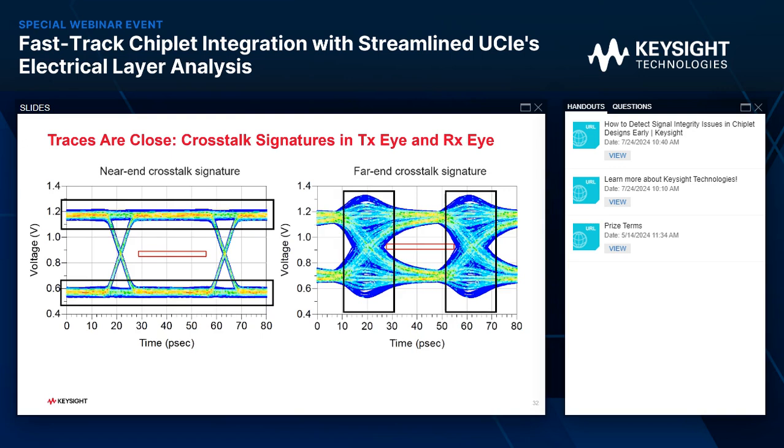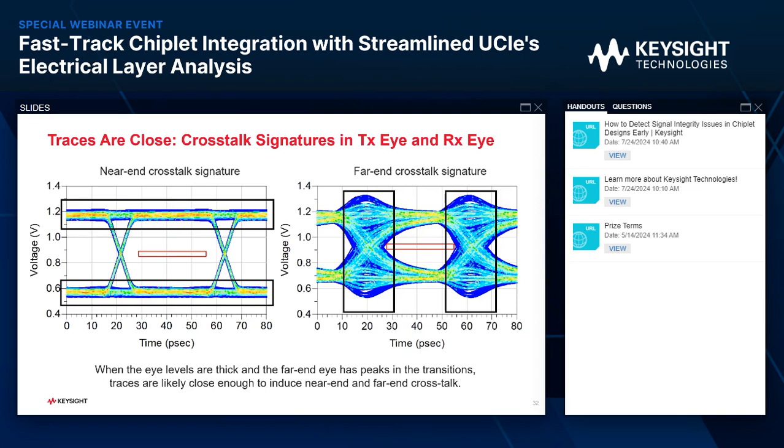Now, if you change the length of the traces when they're not all the same length, you can potentially move these peaks into the middle of the eye. I've done it, and the eye will collapse in the vertical. All in all, we've learned that when the eye levels are thick and the far-end eye has peaks in the transitions, traces are likely close enough to induce near-end and far-end crosstalk.